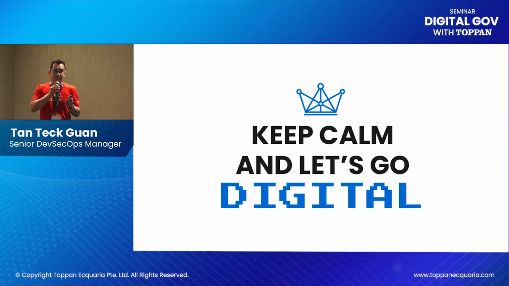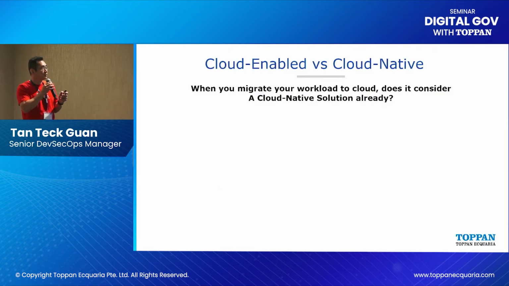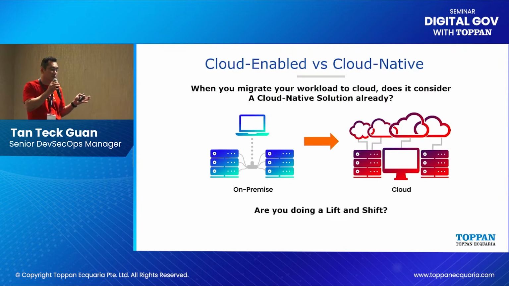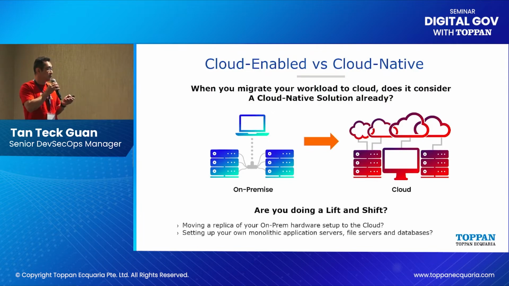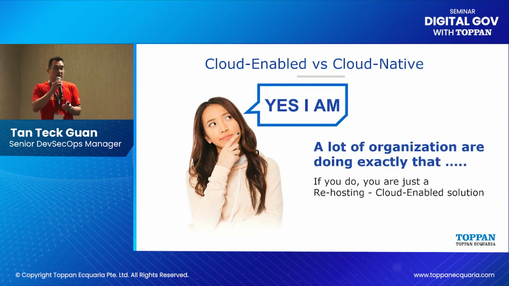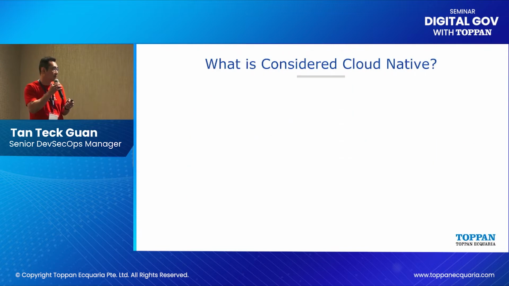So you ask me, how do I go about doing this digital transformation? If I migrate my workload from on-prem to the cloud, does it count as cloud native ready? The question is, are you going to do a lift and shift, moving what you have from on-prem to the cloud? Are you going to set up your own monolithic server, file server and databases? Or if I start using a bit of a cloud native product like RDS, do I consider it a cloud native solution? Think about it. A lot of organizations are doing that. But if you are just rehosting with a so-called cloud-enabled solution, you are not moving towards a cloud-native environment.